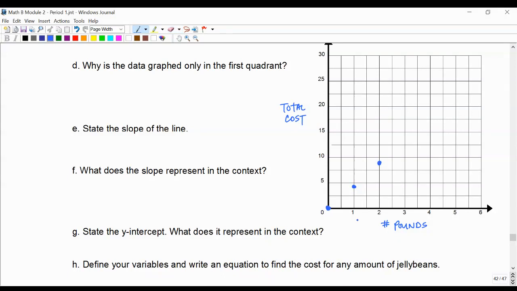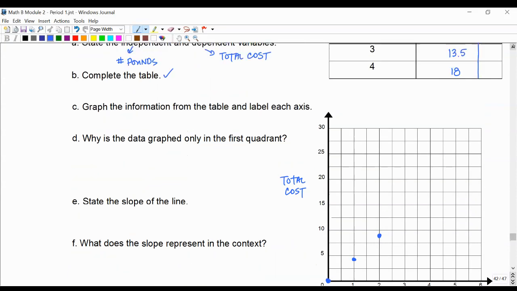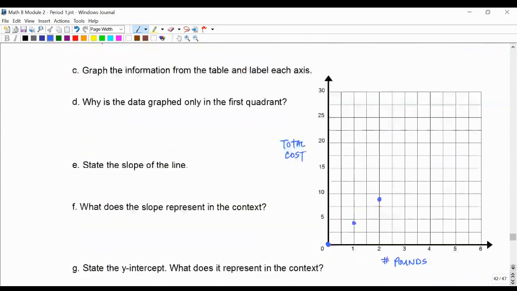So can we have fractional parts of pounds? And we can. And can we have fractional parts of cost? And we can. So this is going to be continuous then. And we might even skip to 4, 18. All right. Try to draw on my line here. All right, there's our graph.